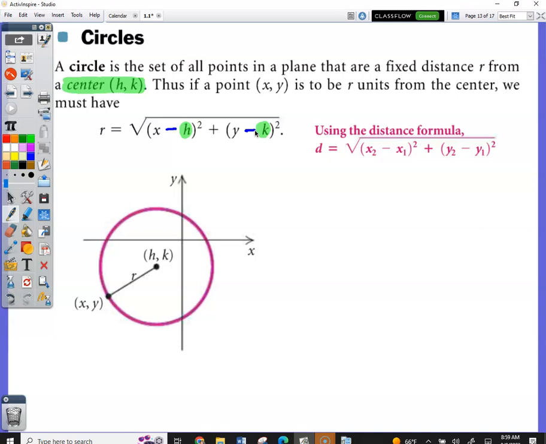We're going to tweak it a little bit because this is really ugly. Nobody wants this giant radical. What is the opposite of square rooting? Squaring. The opposite of square rooting is squaring, right?